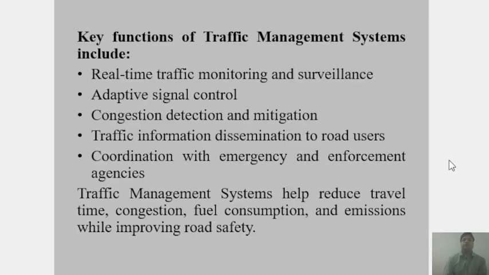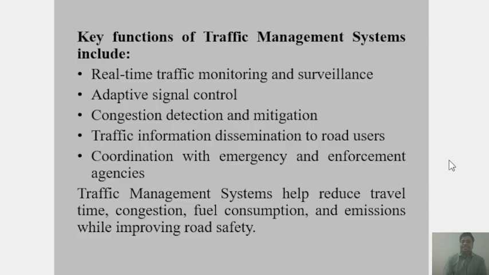So what are the key functions of TMS? We get real-time traffic monitoring and we are able to do real-time surveillance. With adaptive signal control, we are able to control the signal at a junction or an intersection. We can detect congestion and see the preventive or mitigation measures from this TMS. Then there is traffic information dissemination to the urban users, so how traffic is distributed to different routes can be predicted and conveyed to road users. And there is coordination with emergency and enforcement agencies.